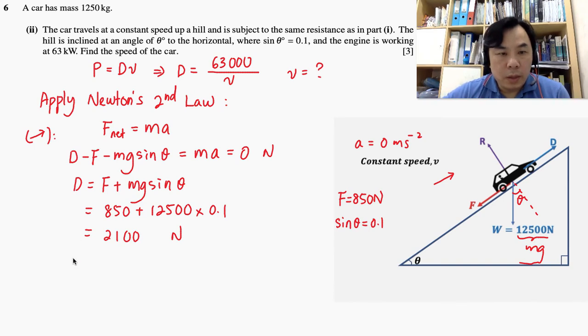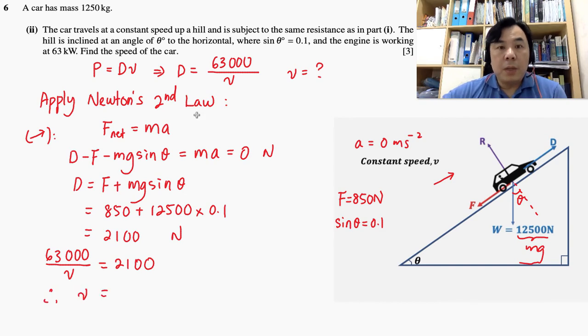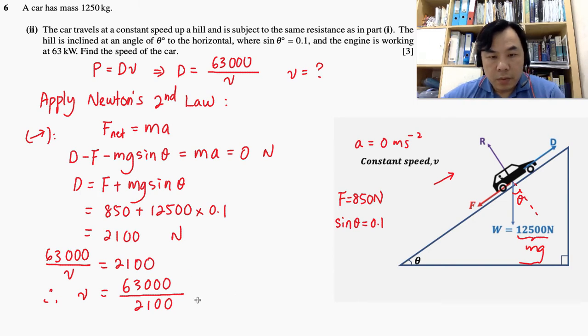And then we know that driving force is given by 63,000 divided by the speed, which is equal to this. Therefore, the constant speed that we wish to find out is equal to 63,000 divided by 2100. So in this case, we have 30 meter per second.